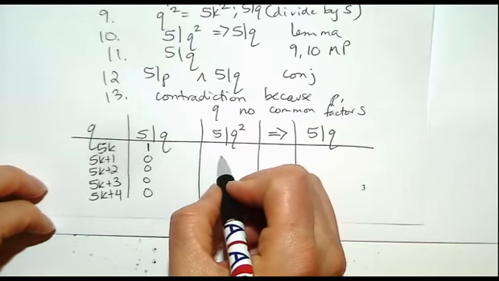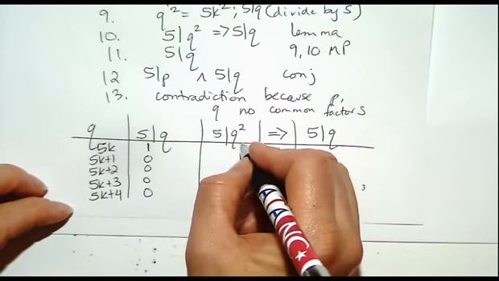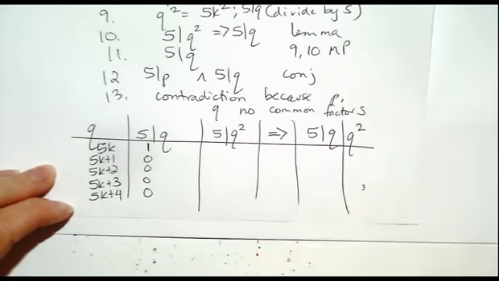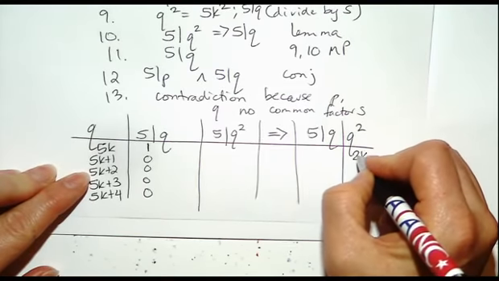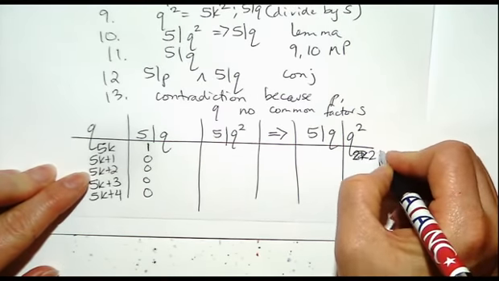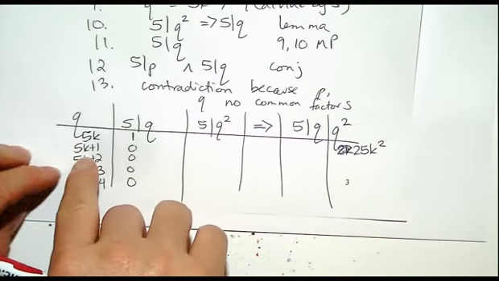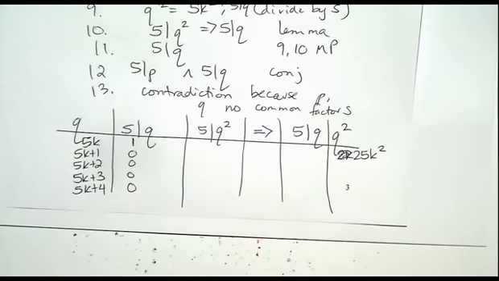So then what I do in order to figure out if 5 divides q squared is I actually have to put q squared on here, and I have to use q to figure out what it is. So the first one is 25k squared. The rest of them, you multiply out this number times itself and show that all the terms are divisible by 5 except for the last one.